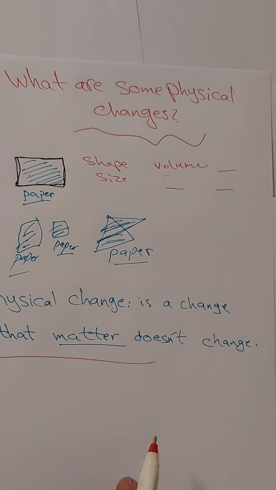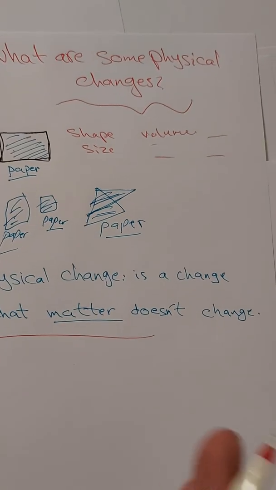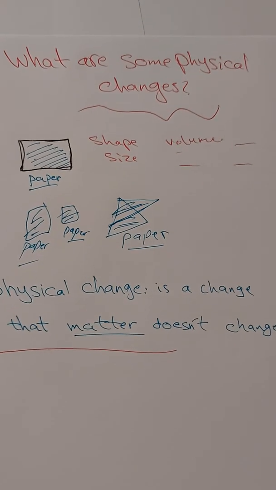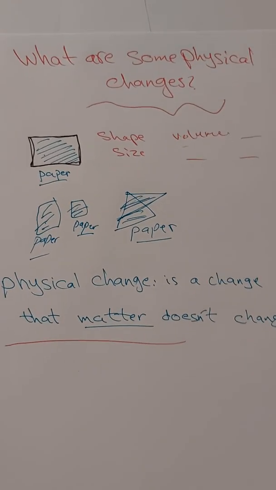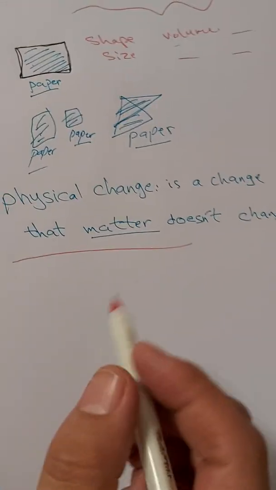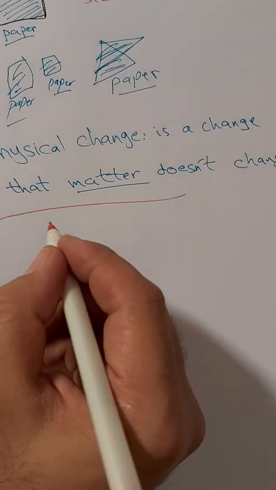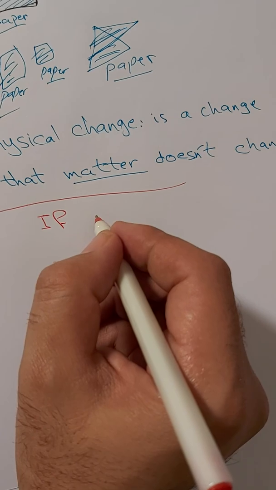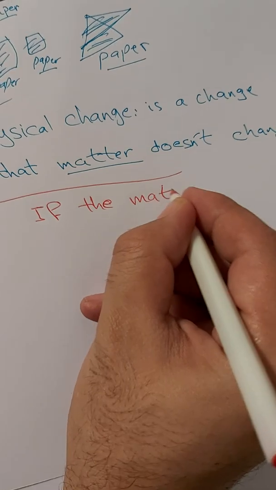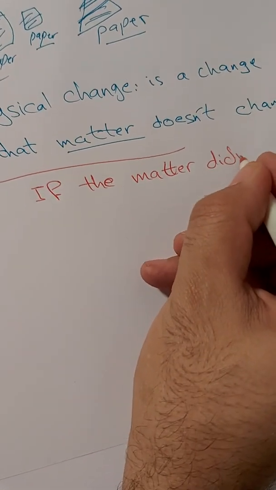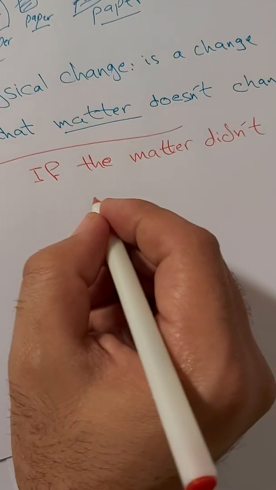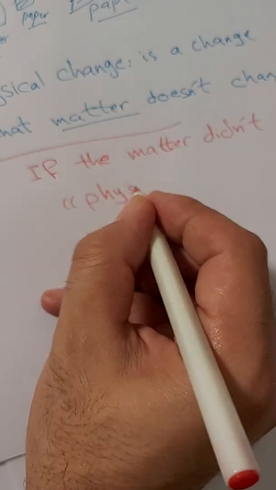Like what? If you want to make salad, you have to cut cucumbers, tomatoes, okay? So this physical or chemical? Physical, because cucumber stayed cucumber and tomato stayed tomato. If the matter didn't change, we call it physical change. Listen up. To know physical or chemical, ask if the matter didn't change, okay, if the matter didn't change, so we have what? Physical change.